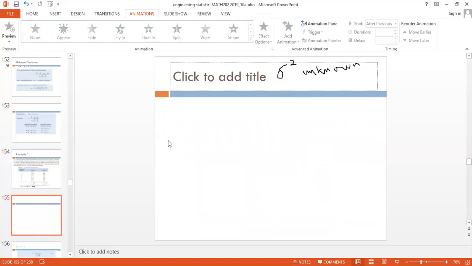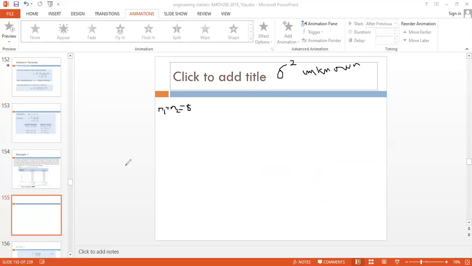So we know the sample size is 8. N is 8 for each population. So N1 is 8. N2 is also 8. And then we do not know sigma squared, so it means we are falling on the t-test statistic.